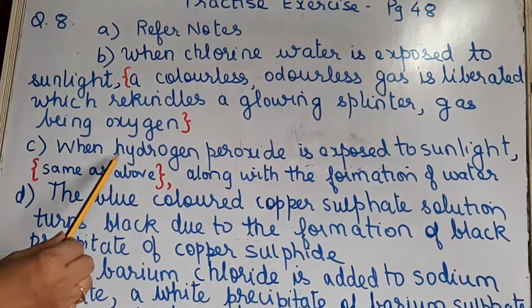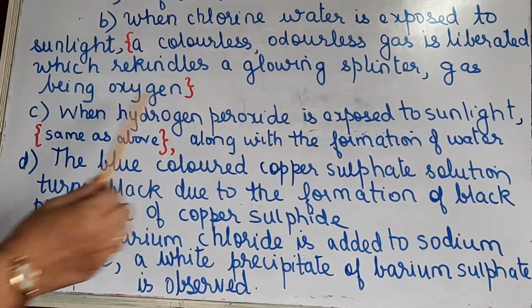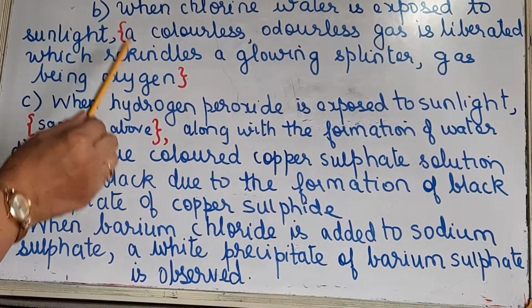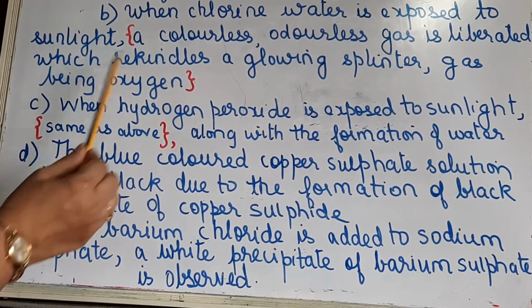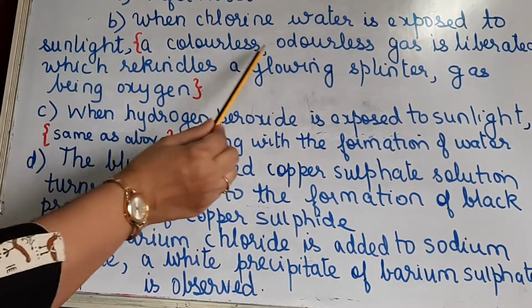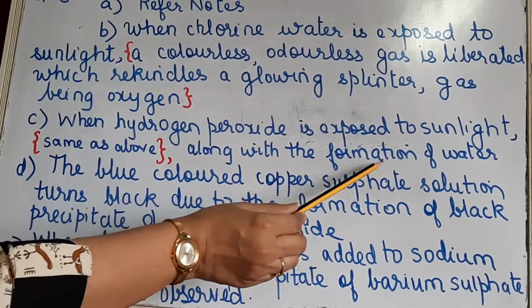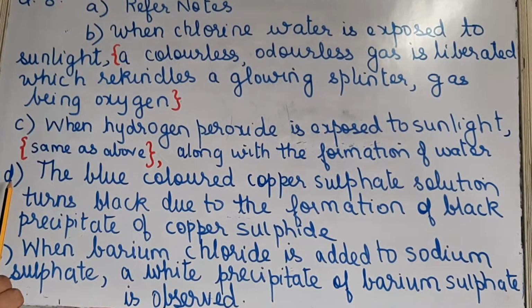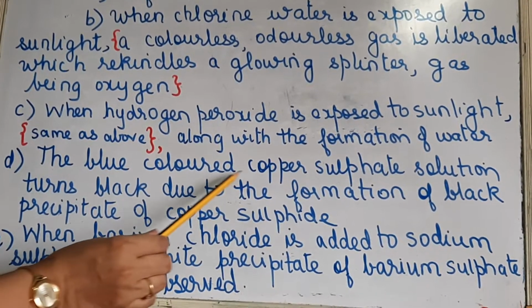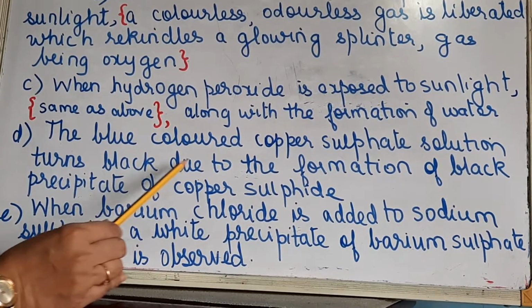Then next is when hydrogen peroxide is exposed to sunlight. Now the same thing you will write again. That's why I put it in brackets here, curly brackets. So don't write "same as above." You copy this entire thing again and then write along with the formation of water. Okay, is it clear?